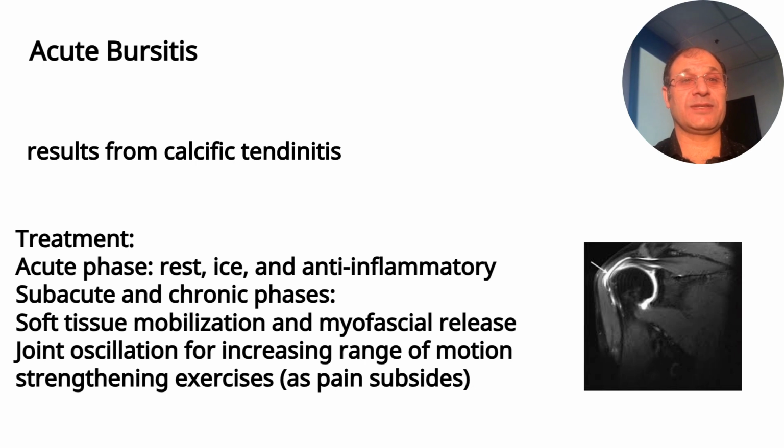Now let's discuss the rehabilitation process for these disorders. The approach varies depending on the condition and its stage. For acute bursitis, rest, ice, and anti-inflammatory measures are key. Use soft tissue mobilization, myofascial release techniques, and joint oscillations to reduce pain and muscle spasm. Correct biomechanical deficits through joint mobilizations. Gradually reintroduce range of motion and strengthening exercises as pain subsides.